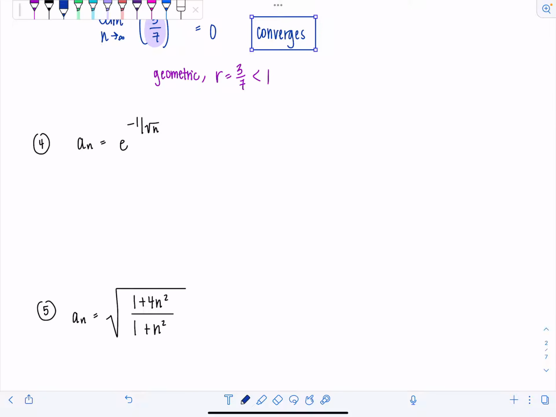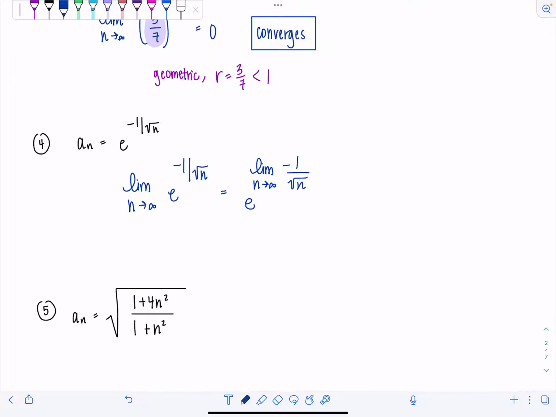Example 4, a_n equals e raised to the negative 1 over the square root of n. So here we go. Let's take the limit as n approaches infinity of e to the negative 1 over the square root of n. e raised to the x is a continuous function. So I'm going to apply one of my limit laws for sequences and pass the limit through to the exponent. So watch how I'm going to rewrite it. It's so slick. You have e raised to the limit as n approaches infinity of negative 1 over the square root of n.